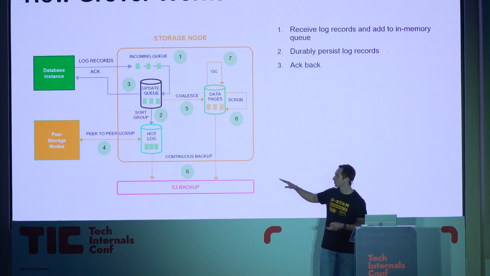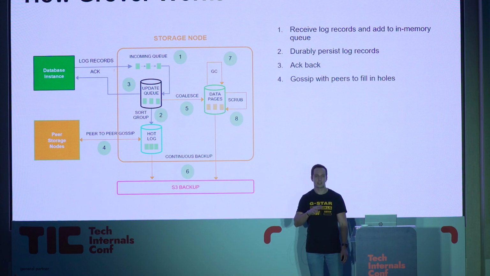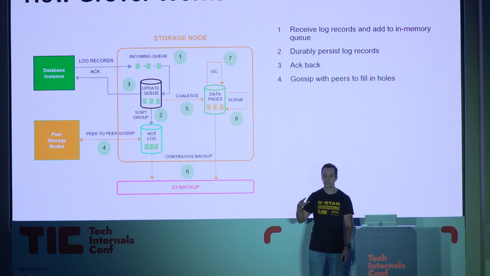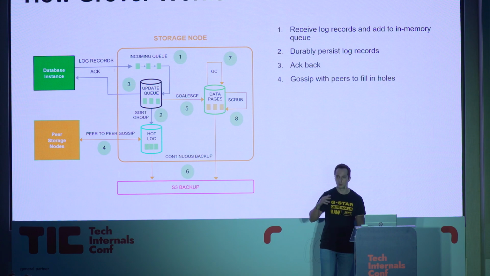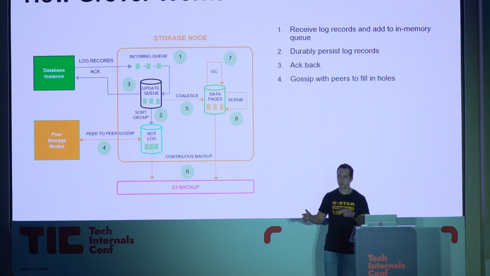Now there are still quite a lot of steps here. Remember I mentioned previously that we have a write quorum of 4 out of 6. So basically, it can happen that some storage nodes don't contain all the information. So what we do asynchronously in the background is we use a peer-to-peer gossip protocol to get the records for missing LSNs.